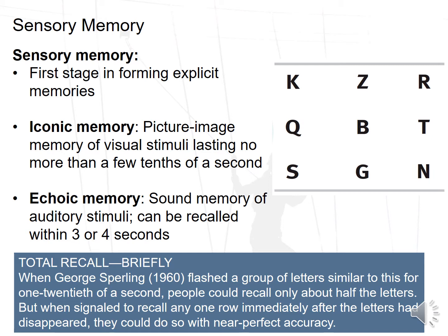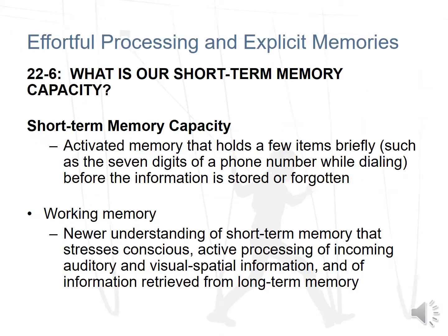So when George Sperling flashed this group of letters similar to this for 1/20th of a second, people could recall only about half the letters. But when signaled to recall any one row immediately after the letters had disappeared, they could do so with near perfect accuracy, which means that there are two different types of memory involved.